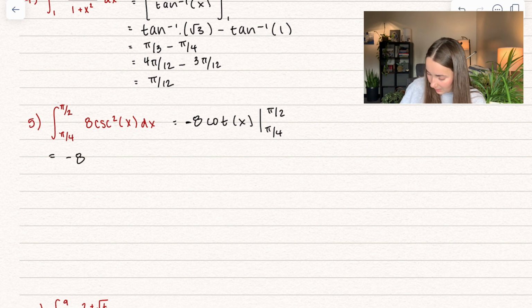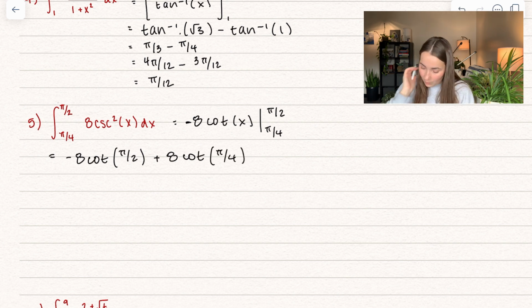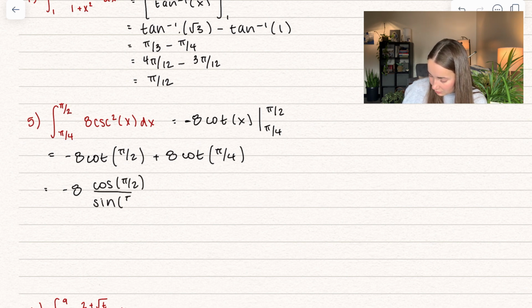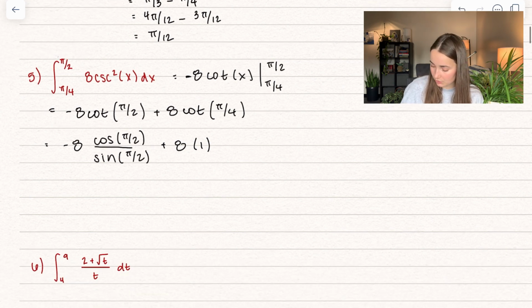First, we have negative 8 cotangent at pi over 2. And we're going to go ahead and subtract negative 8. So that becomes a positive 8 cotangent, and that is pi over 4. So this one is very nice. If you don't remember what cotangent and cosecant all those things do, just write it in terms of sine and cosine. So I'll go ahead and do that for this one. I know cotangent is going to be cosine of pi over 2 divided by sine of pi over 2. And I know cotangent of pi over 4 is just equal to 1 because cosine and sine are the same at pi over 4. It's the square root of 2 over 2.